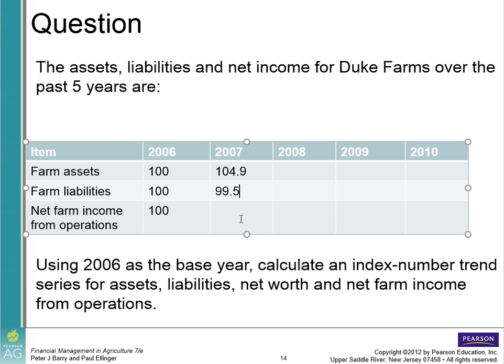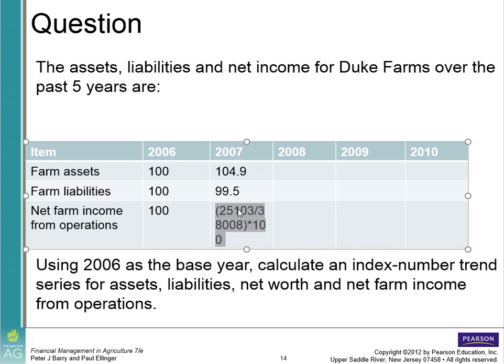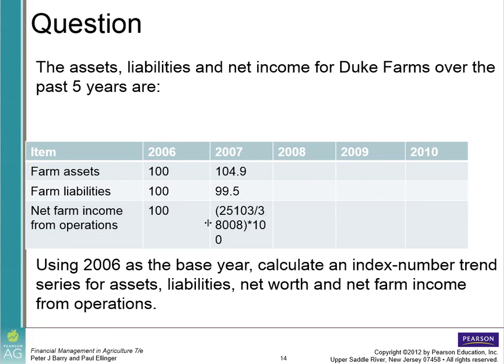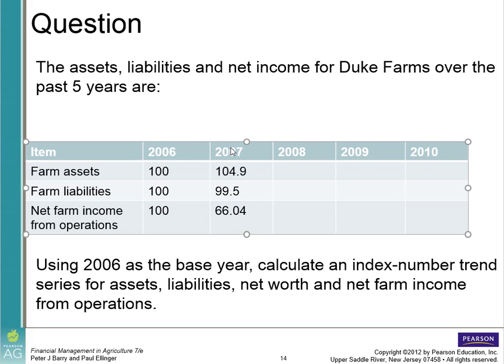I'm going to do the last one here, and then I'm going to leave the others for you to do. So in 2007, for net farm income, it is going to be 25,103, which is this right here, the value in the current year, divided by 38,008, which is the base year. This divided by this times 100 is your index, which of course is 66.04.